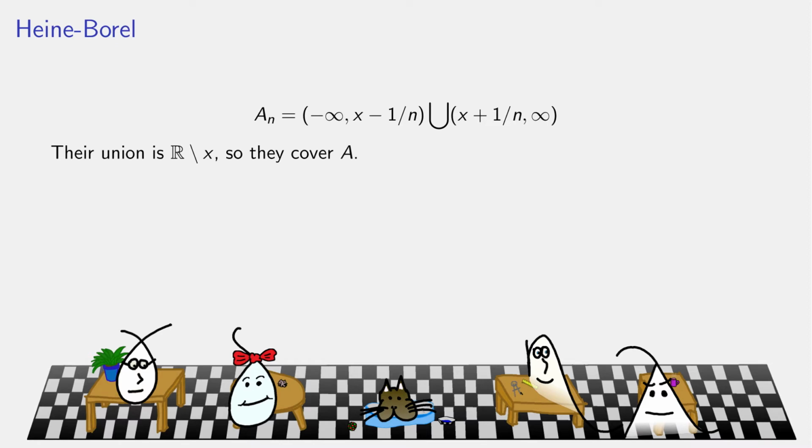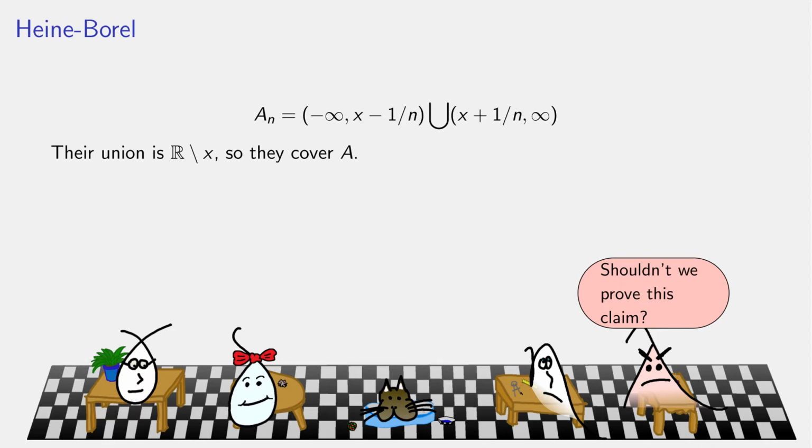In other words, the union of all of those sets is everything except for x. Since x is not in A, and their union is everything except for x, the union of these open intervals must in fact cover A, because the only point they miss is x, and x isn't in A. So this infinite union of sets now covers A, and they're all open. So what we have is an open cover of A.